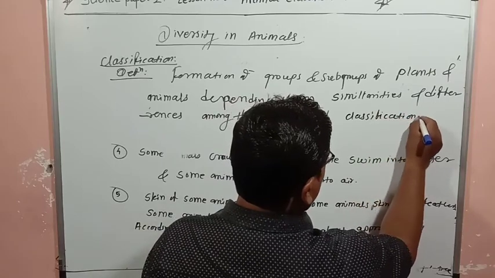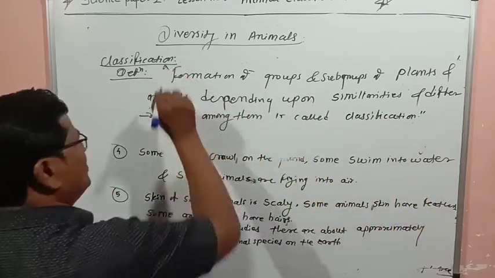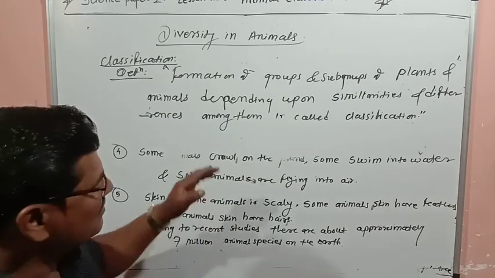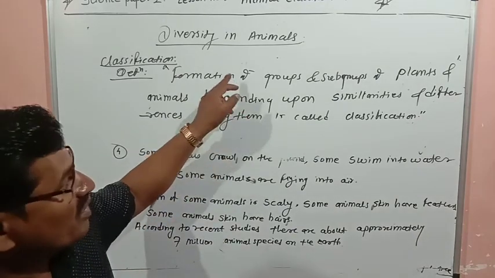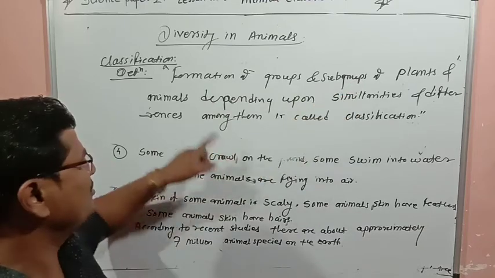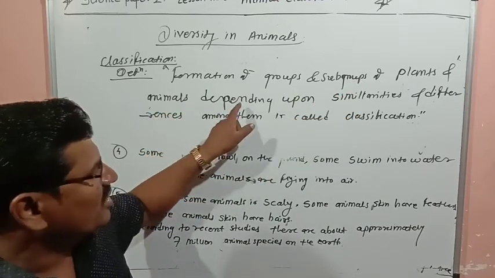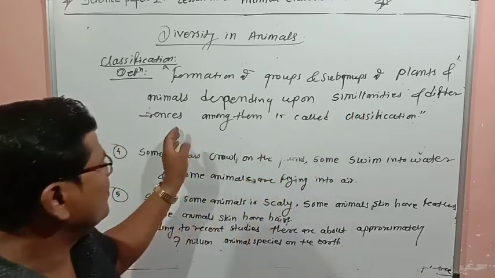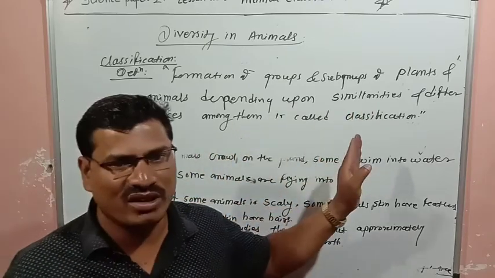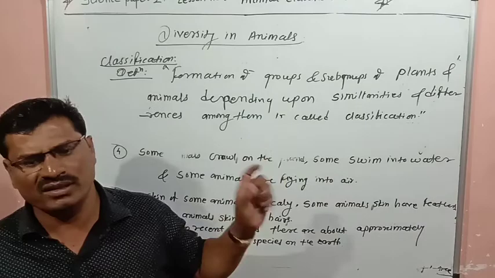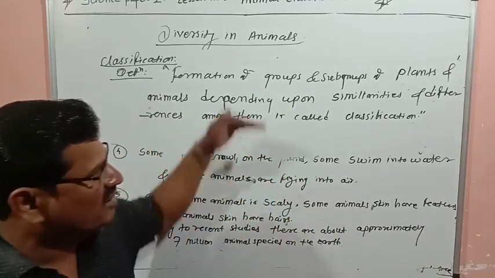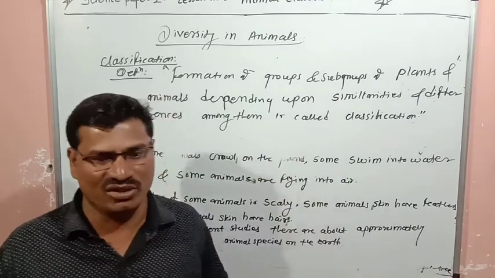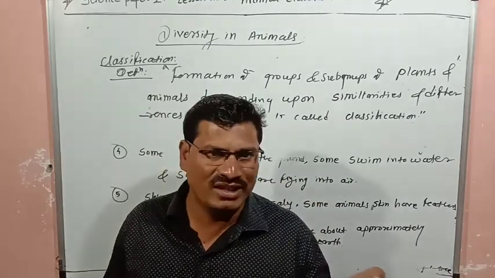So what do you mean by classification? It may be plant classification or animal classification, but the definition is the same: making groups and subgroups of the plants and animals depending upon similarities and differences among them is called classification. So next part we'll see in the next video.